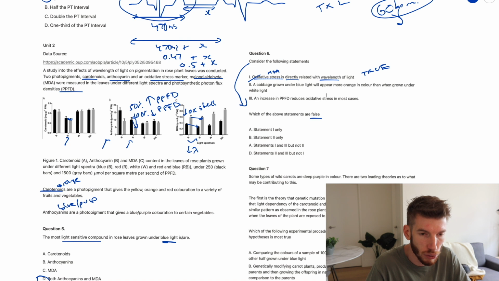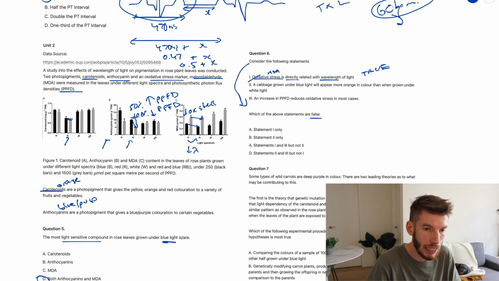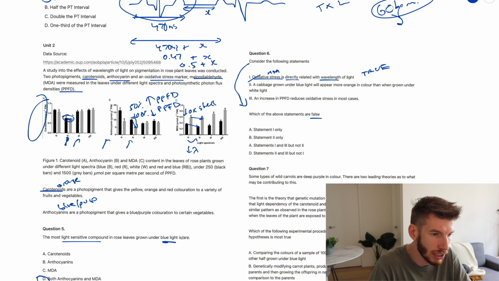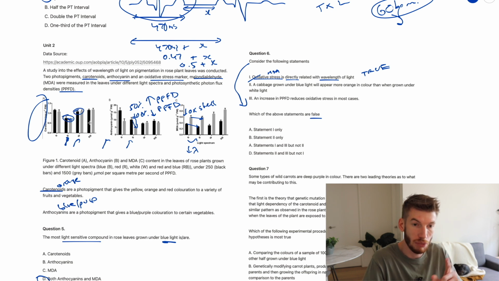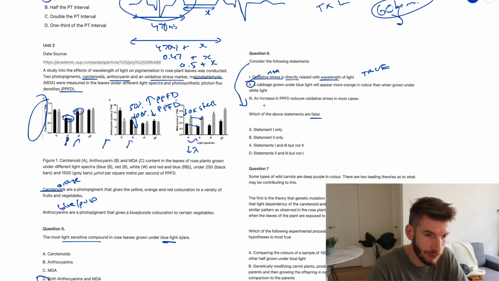A cabbage grown under blue light will appear more orange in color than when grown under white light. So obviously this is with rose petals, or rose leaves, but we're going to now extrapolate that to a cabbage plant. And we're looking for orange color. So orange was determined by carotenoids. We're looking at blue light compared to white light, so we're comparing these two. I can see in blue light, there's less orange. In white light, there's more. So it would actually appear less orange rather than more orange, and so that one's false. Therefore 2 is actually one of our answers that we want.